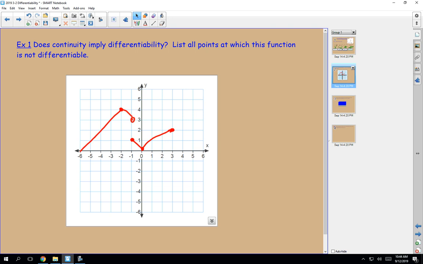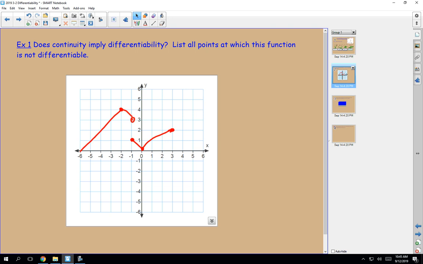We're going to list all points for this function for which it is not differentiable. Then we should probably say why. So here we have a discontinuous function. It's discontinuous at one point. Everywhere else it's continuous. Where are the points at which this would not be differentiable? And then why?